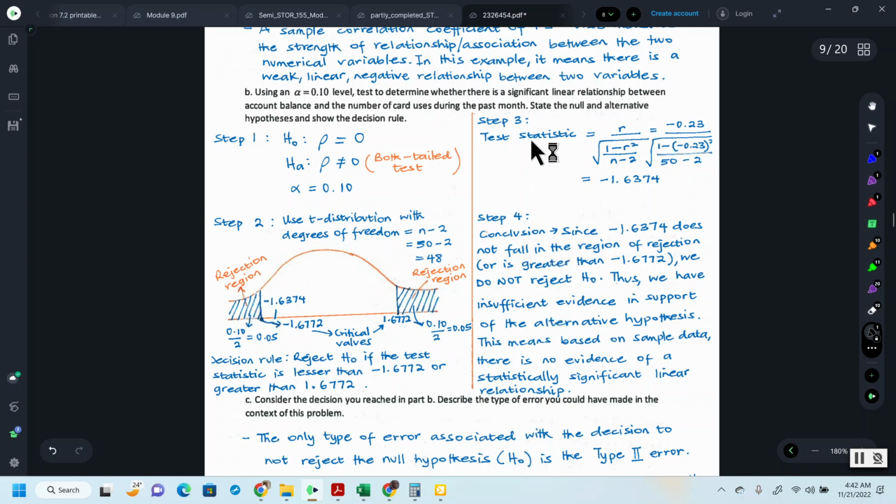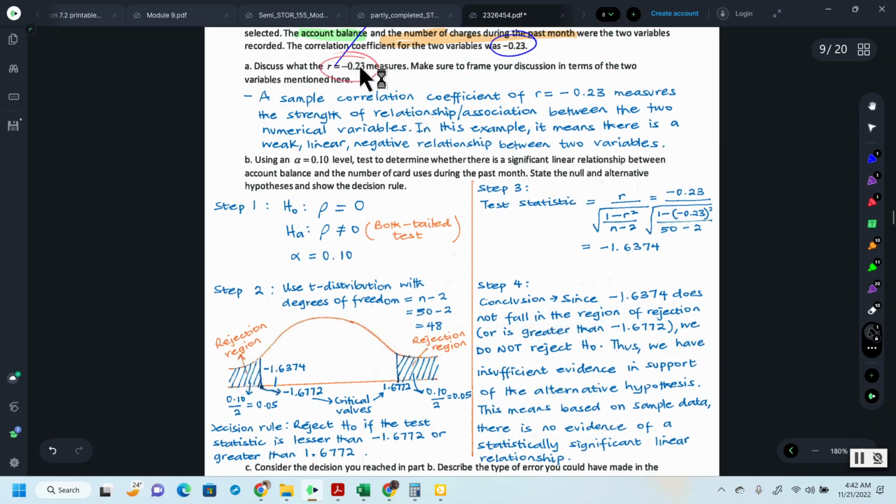So we go on to step 3. Use the formula we have used before, r divided by the square root of 1 minus r squared all over n minus 2. Plug in the given value of r in the question, the correlation coefficient, negative 0.23. Plug that in, we get negative 1.6374. Negative 1.6374 is a number right here before negative 1.6772, which means our test statistic this time around does not fall in the rejection region.